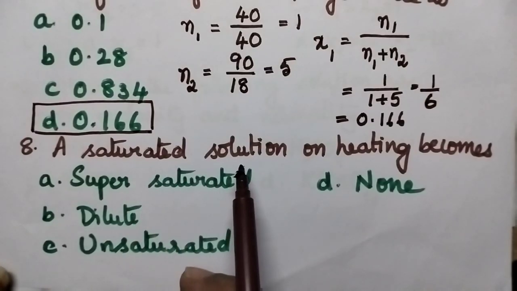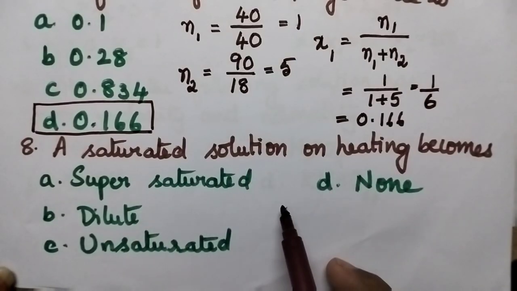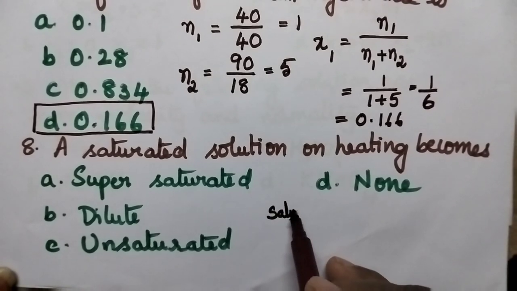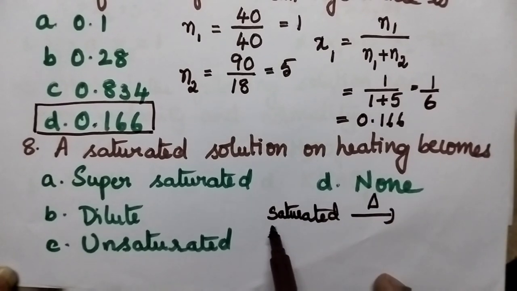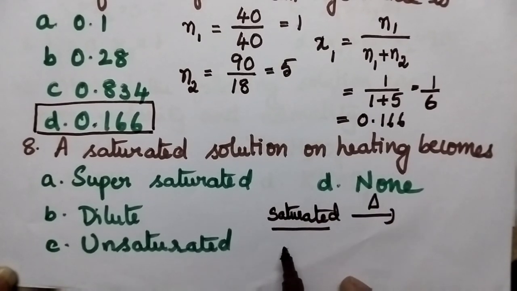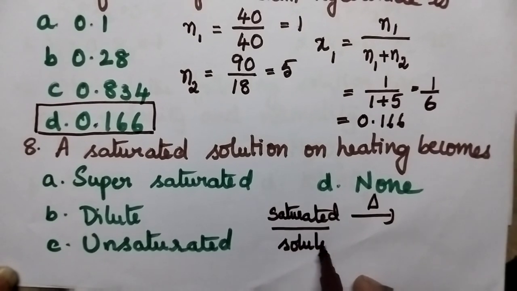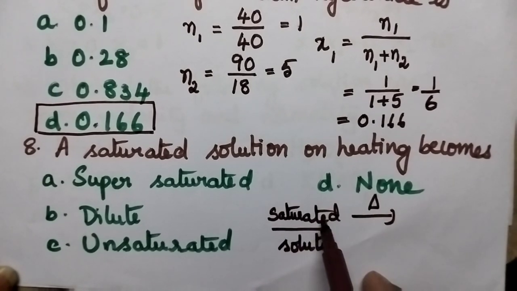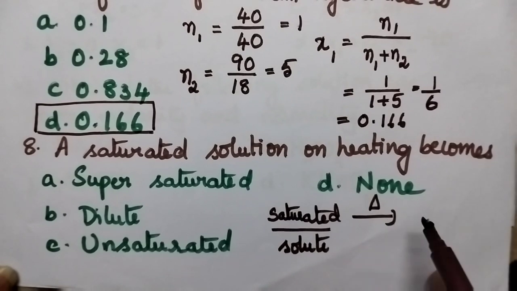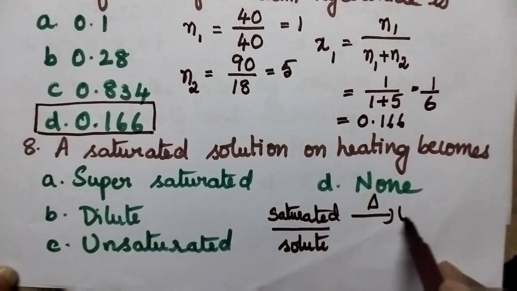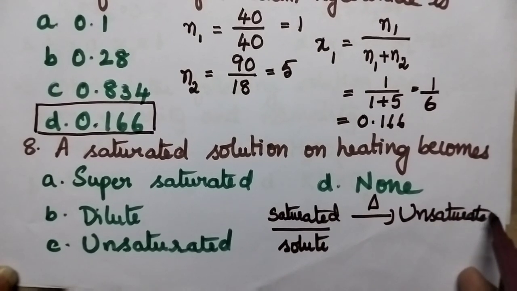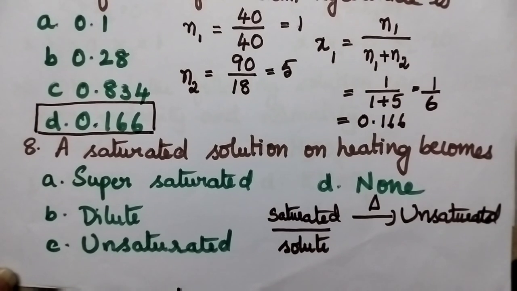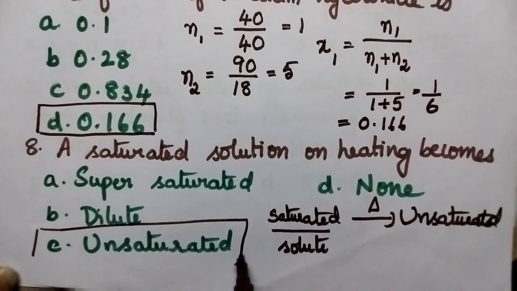A saturated solution on heating becomes, so whenever we consider a saturated solution and that is heated, then what happens? Saturated solution means it contains maximum amount of the solute. But on heating the saturated solution, it becomes capable of dissolving more solute. That means it becomes an unsaturated solution. So, a saturated solution on heating becomes unsaturated solution. So, option C is the right answer.